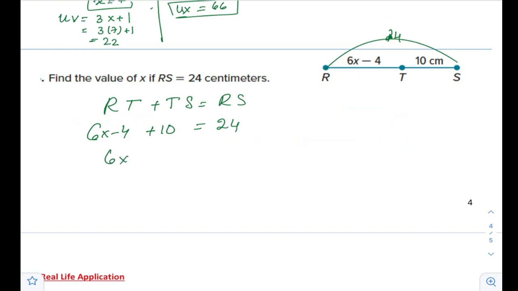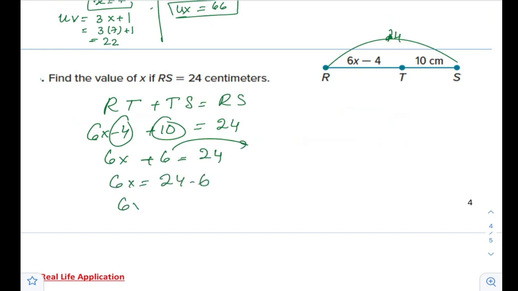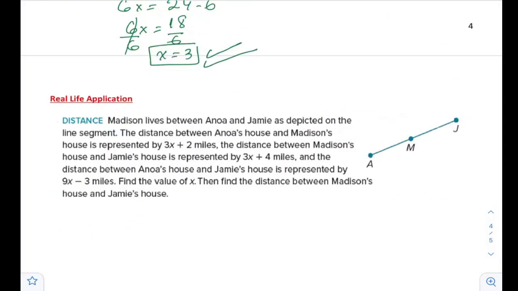I prefer to combine like terms on the same side first before we move. So 6x is 24 minus 6, which is 18. When you divide, x is 3. And this is what he needs exactly. Real life application.